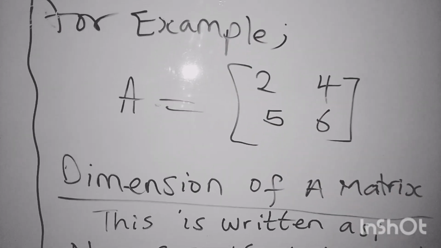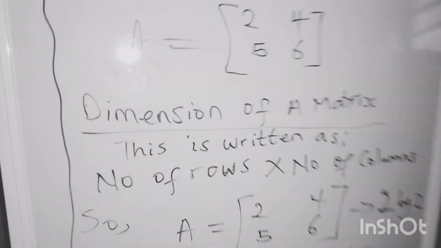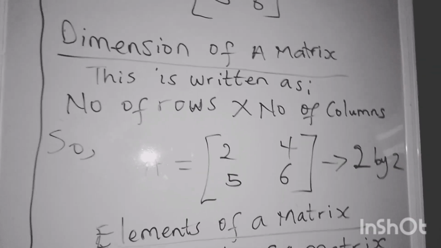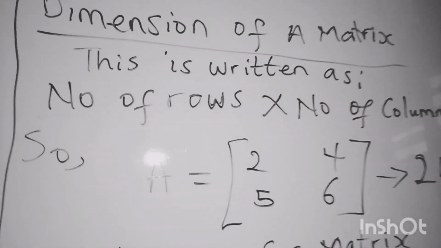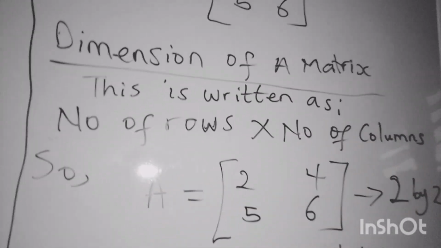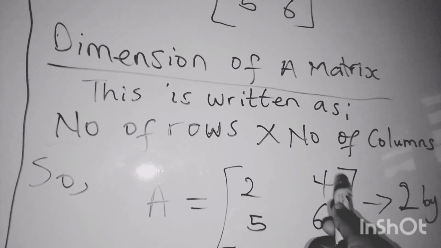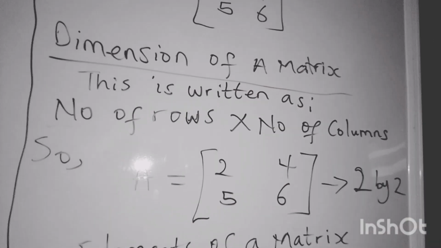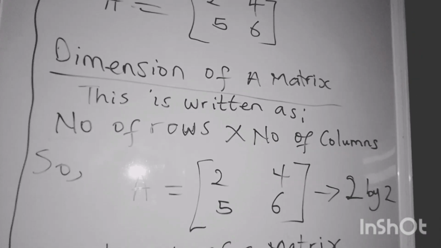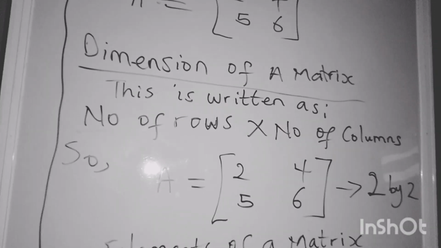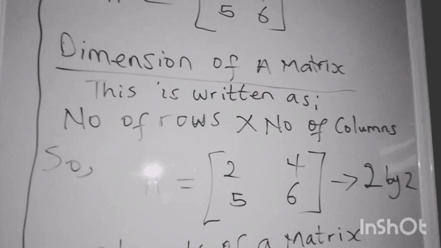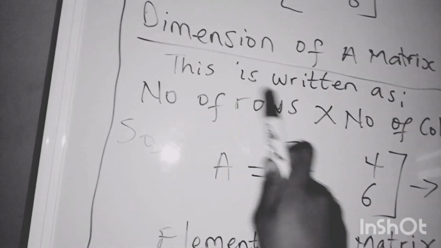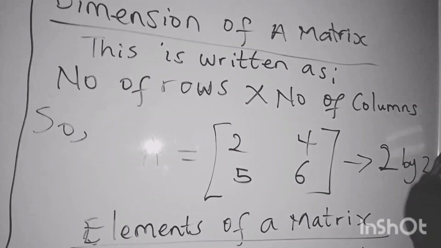Now let's move to the dimension of a matrix. What is the dimension of a matrix? The dimension of a matrix is simply the order of the matrix. What do we mean by the order of the matrix? How the matrix will be written. I'm sure you must have heard of 2 by 2 matrix, 3 by 3, 2 by 3, 4 by 5, all of those. Now, how do we understand those? Dimension is simply the number of rows multiplied by the number of columns.